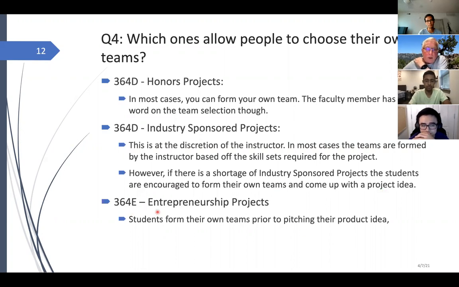In 364E, students come to me with their own teams prior to pitching even their product idea. And that's the best. I do not help students form teams. Students should form their own teams based off of their experience over the however many years you've been here working with other folks in labs and what have you.